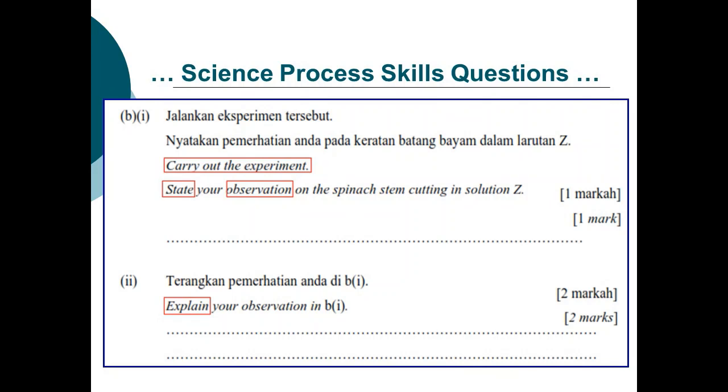Now we go to question B1 and B2. B1. Carry out the experiment. State your observation on the spinach stem cutting in solution Z. B2. Explain your observation in B1. Here, we are tested on the skill of making observation and also making inference.